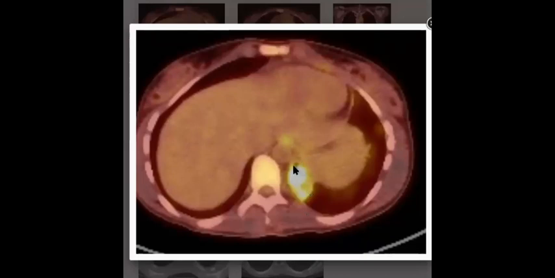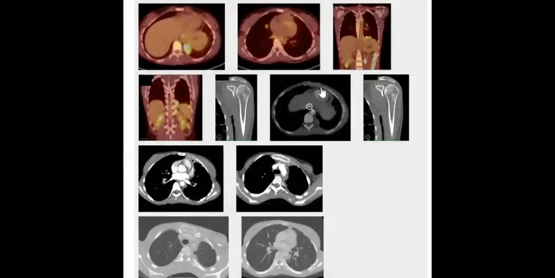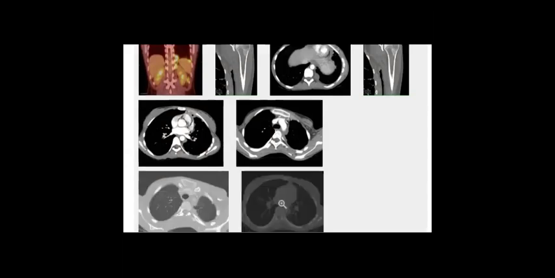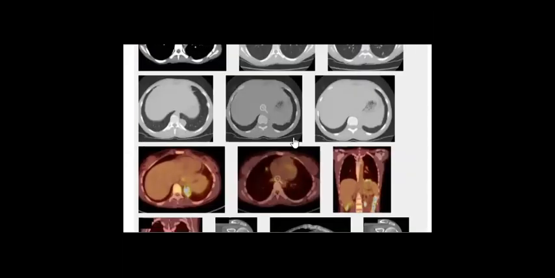There is high uptake here, which looks pathological. It is at the lung level still, so maybe something in the chest wall. Maybe you need more images, right? Let's go to the CT image and try to collect the findings.